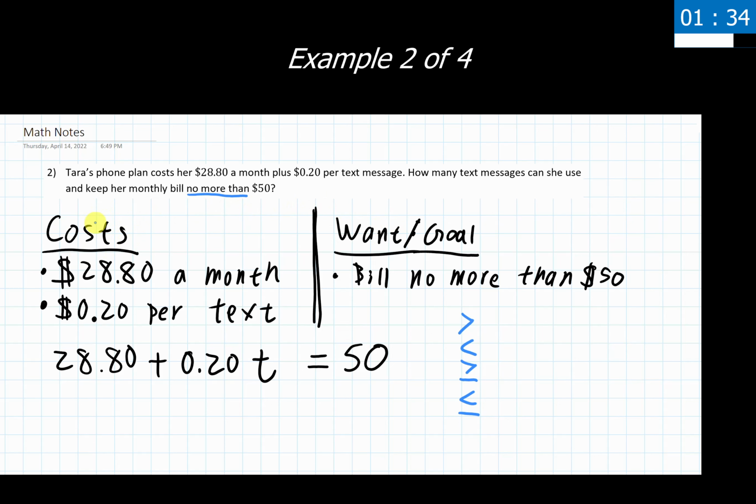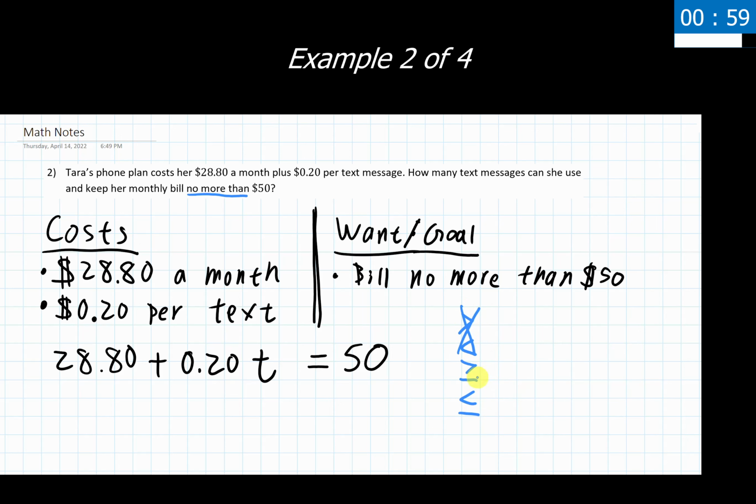Do I want the costs to be greater than the goal, or I want it to be less than? Do I want it to be greater than or equal to, or less than or equal to? Can I be at $50 and still meet my goal, or can I not be at $50? Do I have to be below it, or do I have to be above it? And this looks like we want to keep the bill to no more than $50. And again, that sounds like it's going to be an instance where we can include 50 as a potential total cost. Okay, so we're going to have one of these bottom two scenarios here.